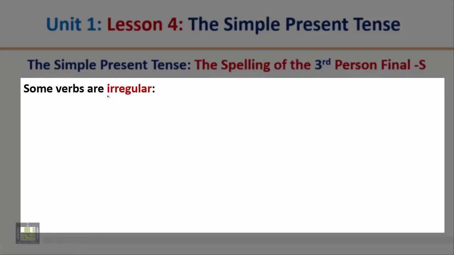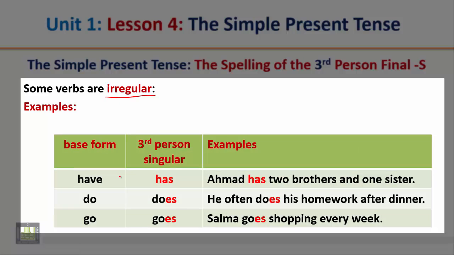Some verbs are irregular. Have becomes has in the third person singular. Ahmed has two brothers and one sister. Now, Ahmed is a singular noun, so we use has. We cannot say haves, okay? We cannot add s to the verb have. This is incorrect. This is wrong.